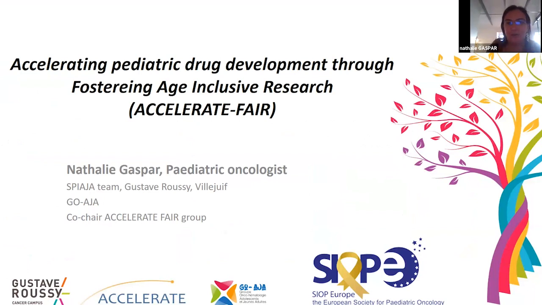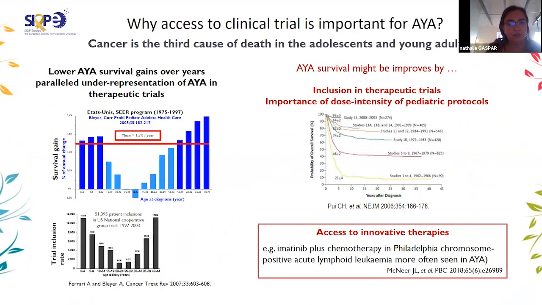Then you heard about the epidemiology. You heard about the fact that in some countries, for some years, there were less gain in survival, and at the same time there were less inclusion in trials for AYA. And that might have contributed to this observation that these were parallel.